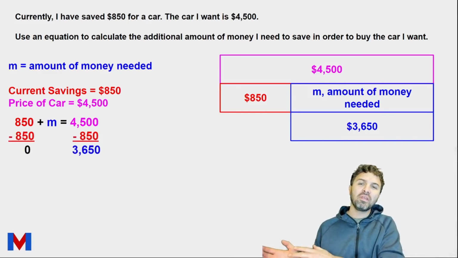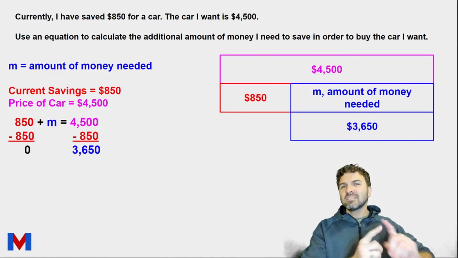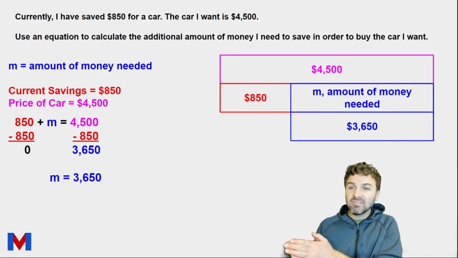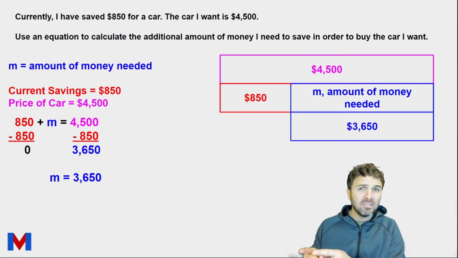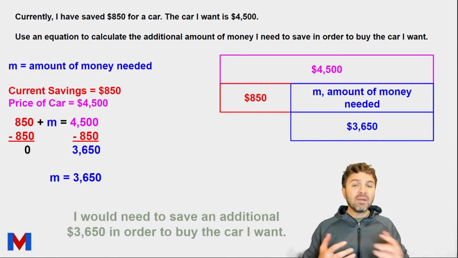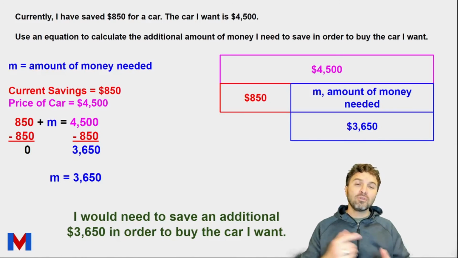Like I said, we've got 0 over here. Then 4,500 minus 850 is 3,650. So let's rewrite what we have now, which is M on the left side. It's positive M, I know, because it was plus M, so positive M equals 3,650. So now I can say that I would need to save an additional $3,650 in order to buy the car that I want.